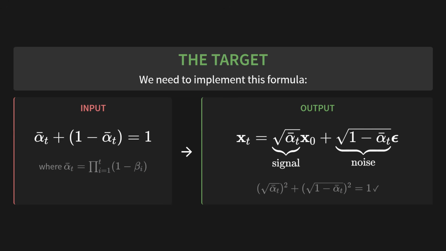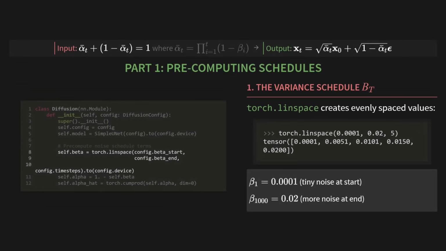And again, just look at that beautiful property where the squared coefficients for signal and noise sum to 1. Perfectly balanced. So how do we do this in code? We'll break it into two main parts. Part 1, pre-computing the schedules. Since alpha bar sub t only depends on the time step, not the image itself, we can calculate all of its values just once when we create our diffusion object.